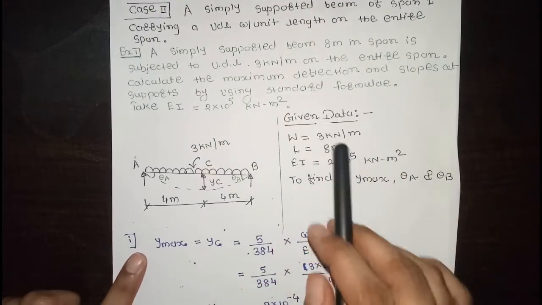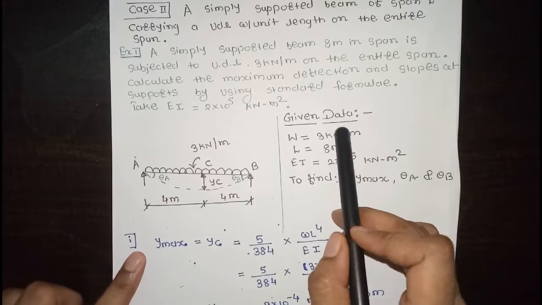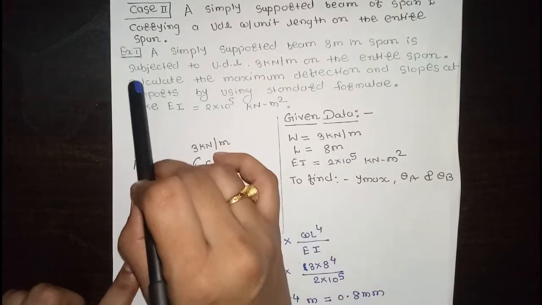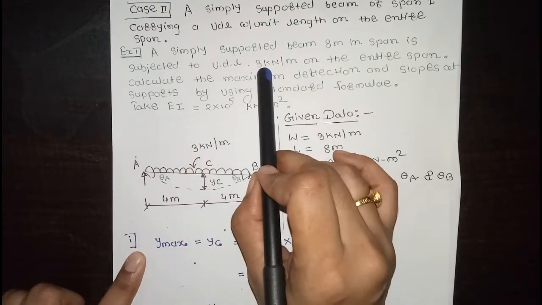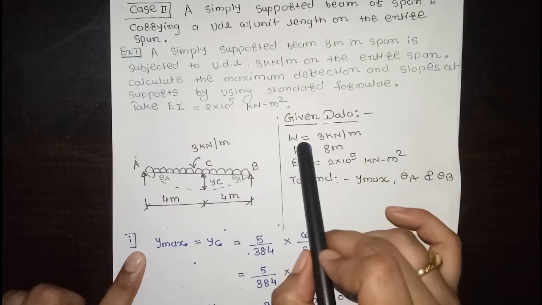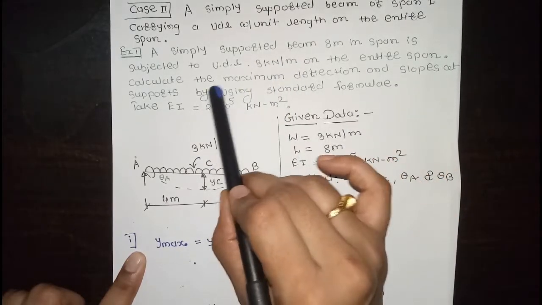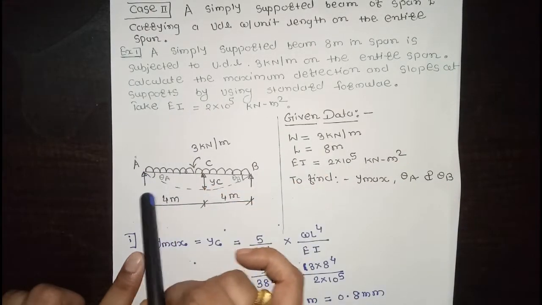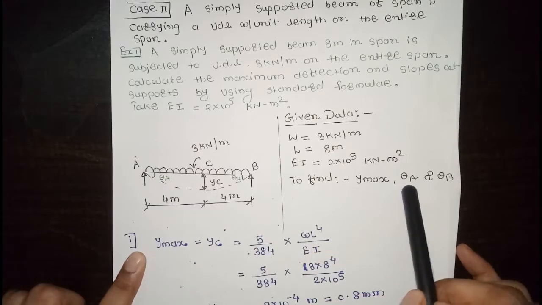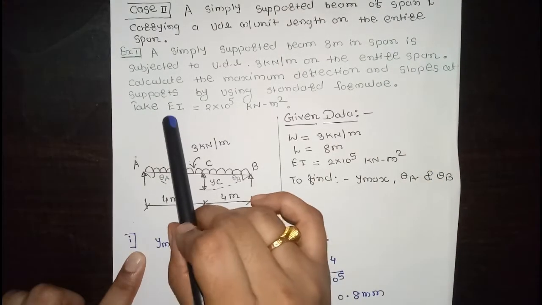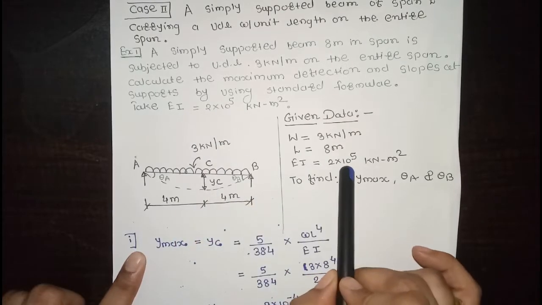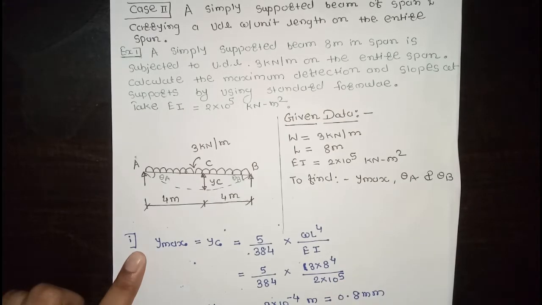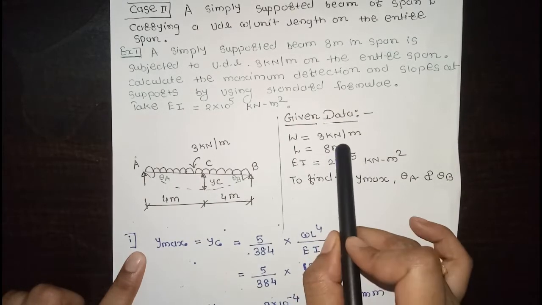Okay, first of all write given data. A simply supported beam 8 meter in span, so L is equal to 8 meter, subjected to UDL means W is equal to 3 kilonewton per meter. Then calculate maximum deflection, so Y max, calculate slope at the supports. Slope at the supports means end points theta A and theta B. Take the value of EI is equal to 2 into 10 to the power 5 kilonewton meter square.